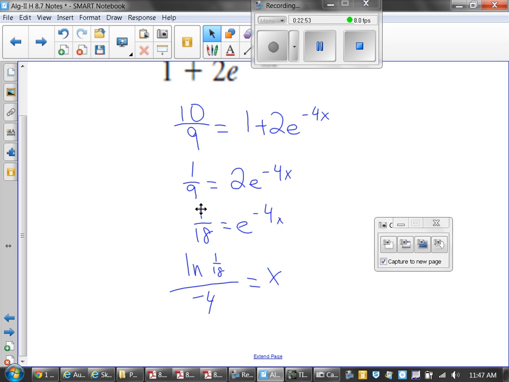Is 1 over 9 over 2 the same as 1 over 18? Yeah, because I got that too right here. You wrote it because you can type that in the calculator like that too. Yeah, that's a natural log.